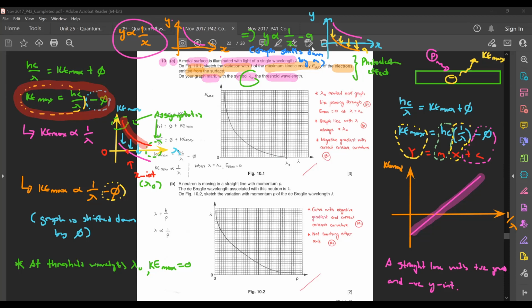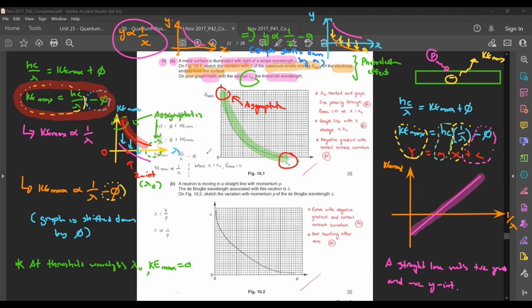So when you want to draw your graph, it will actually be this one. You have an x-intercept of lambda naught here, but this part here still remains as an asymptote. This is how you draw your graph shape here.